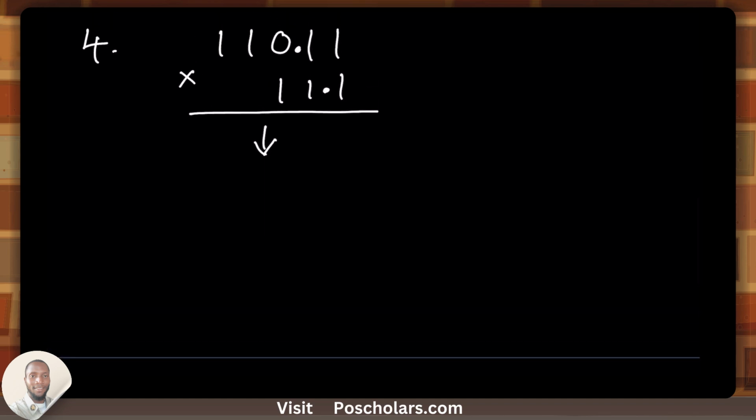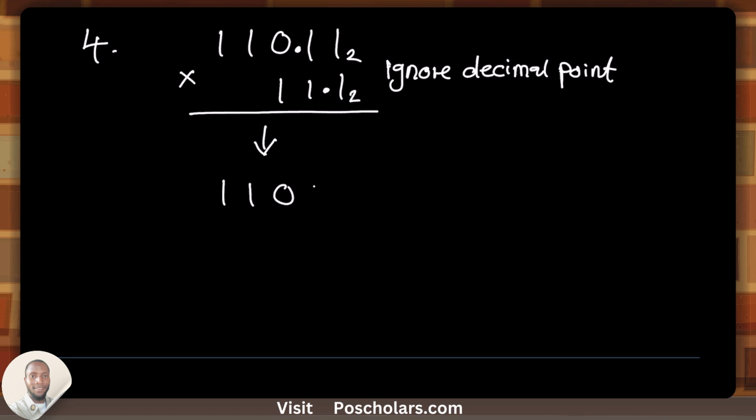It's not called decimal point, right? It's called binary point because we are working in base 2. If it's base 10, it's called decimal point. So let's ignore the binary point for now. This gives 11011 times 111, base 2 and base 2.